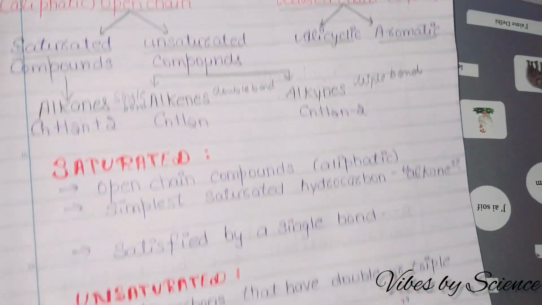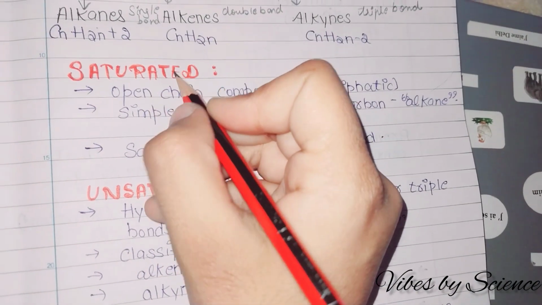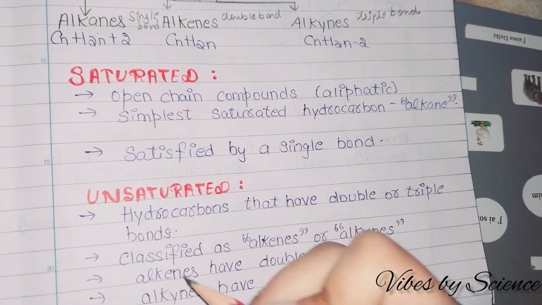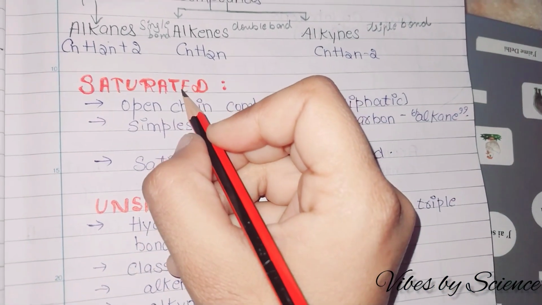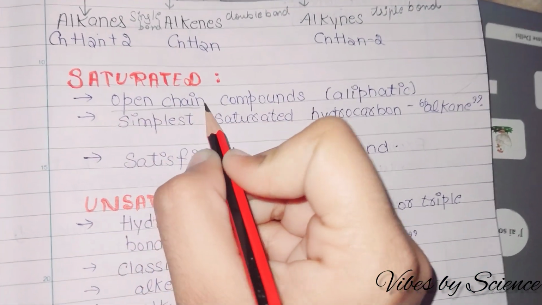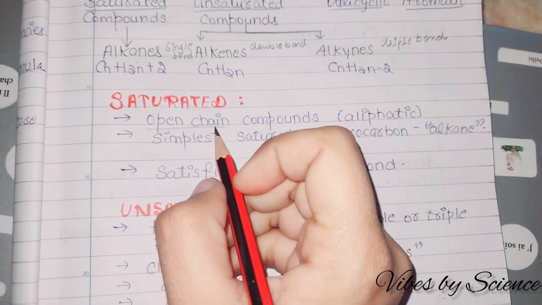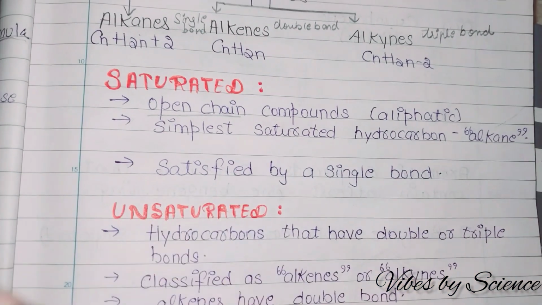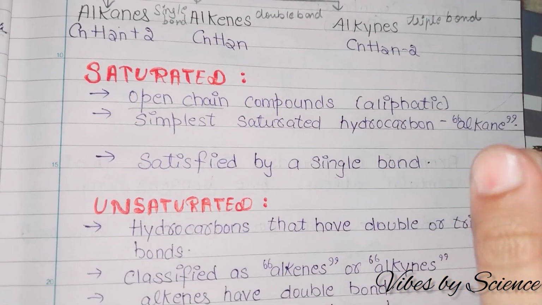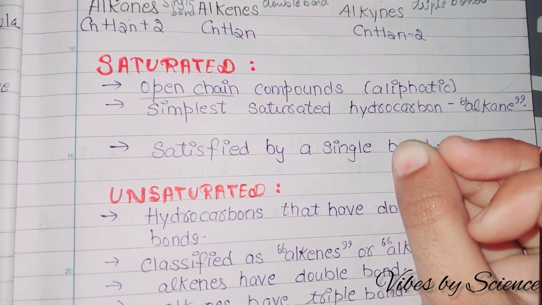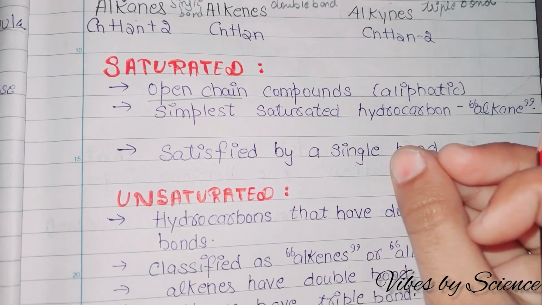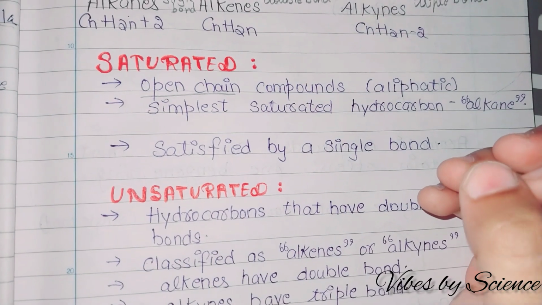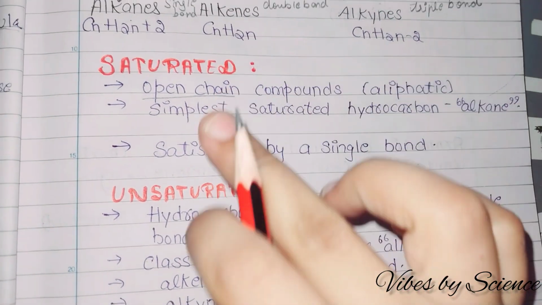Fine. Now let's move towards the detail about saturated, unsaturated, cyclic or closed compounds. Saturated are open chain compounds, meaning there is no ring-like structure or anything like that. There is only a chain. The chain is probably a single chain, but it can be branched as well. It's not that important that it must be only one line.